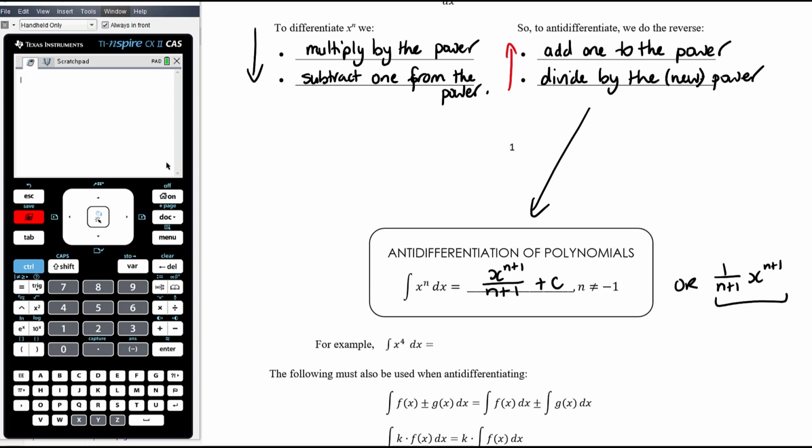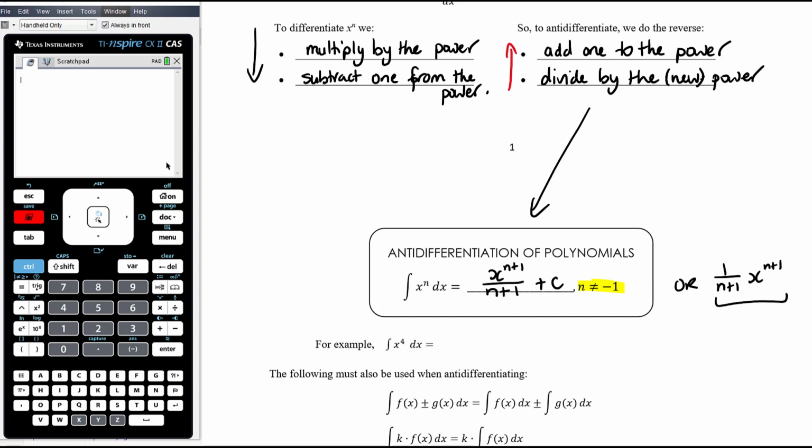Now, the one thing to note is that this rule only applies where n is anything other than negative 1. If we were integrating x to the power of negative 1, we add 1 to the power, which is negative 1 plus 1 is 0, and then we divide by the new power, which is 0, and obviously we've got this big alarm bell situation that we're dividing by 0. So the antiderivative of x to the negative 1, which is 1 on x, does not follow this pattern. It actually gives us a logarithm, but we won't worry about that until next year.